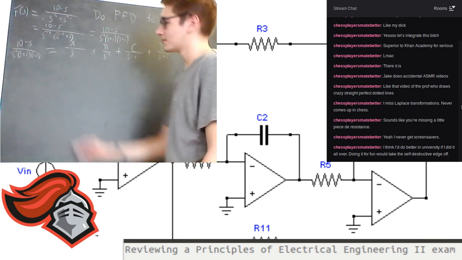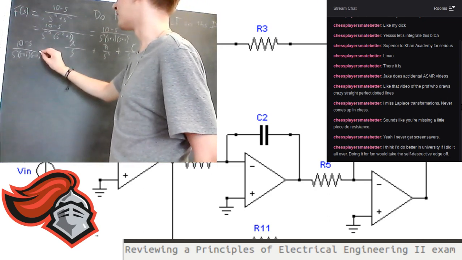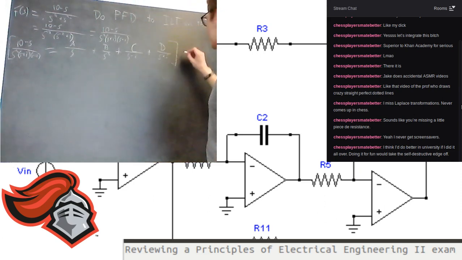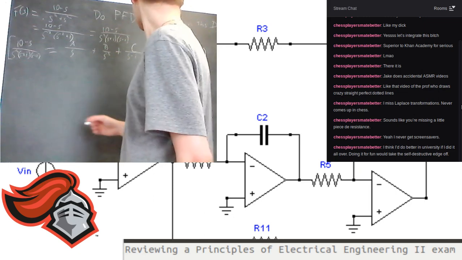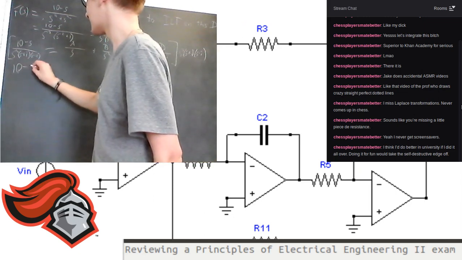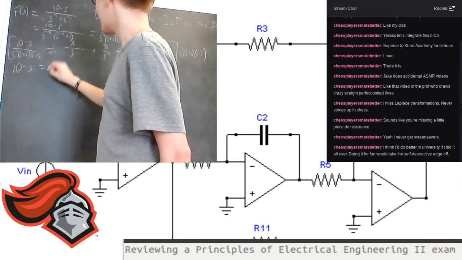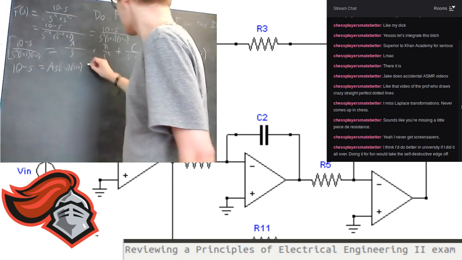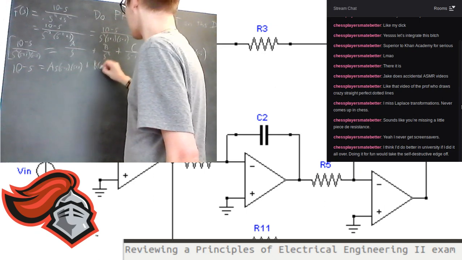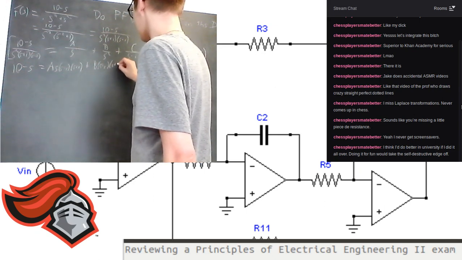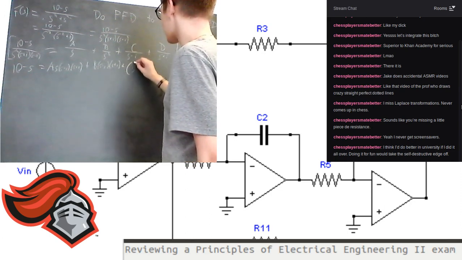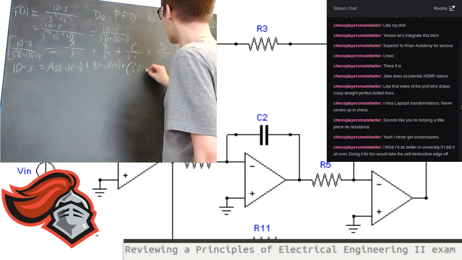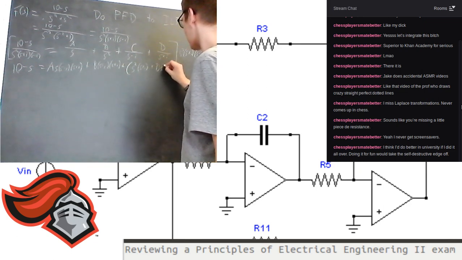And then what we do is multiply everything by this denominator, s squared (s + i)(s − i). This gives us 10 minus s equals a s (s − i)(s + i), plus b (s − i)(s + i), plus c s squared (s + i), plus d s squared (s − i).